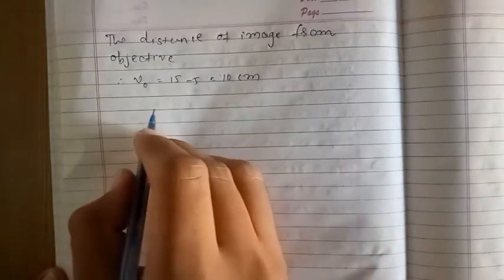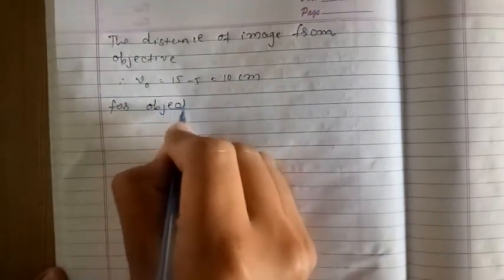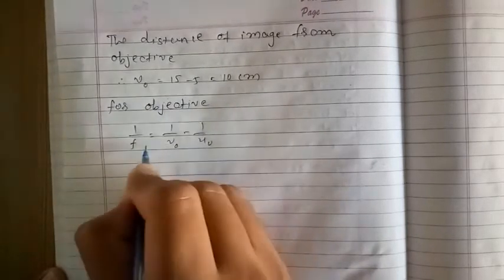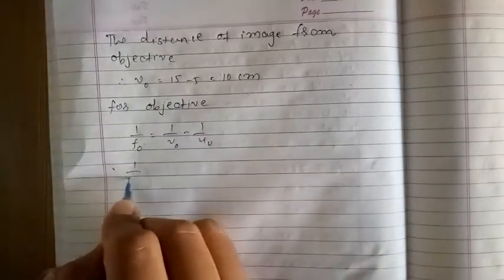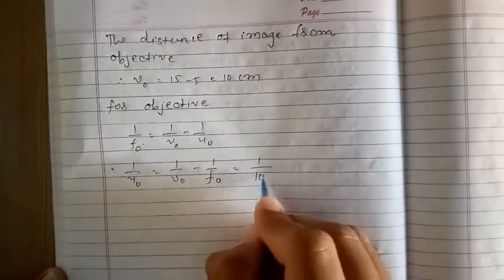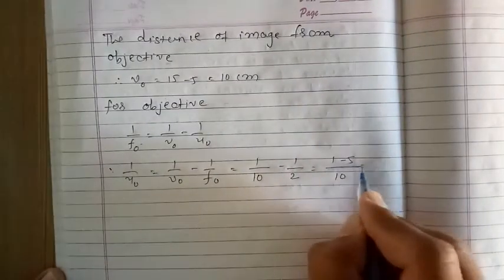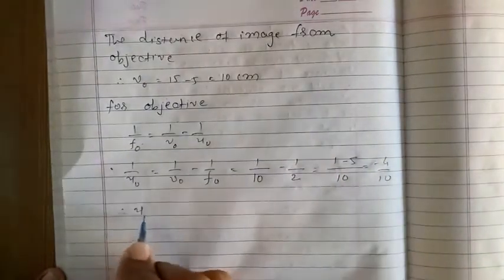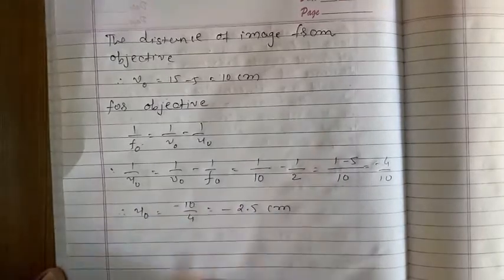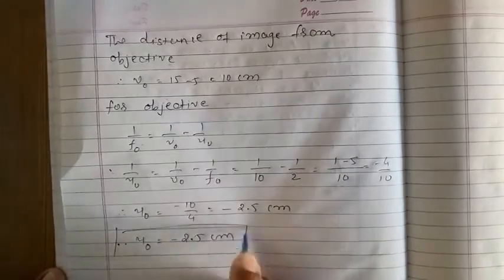So from the lens formula for objective, 1 by F is equal to 1 by V minus 1 by U, but for objective FO, VO, UO. So 1 by UO is equal to 1 by VO minus 1 by FO. So 1 upon VO 10 minus 1 upon 2. So here 10 LCM, so 1 minus 5, so minus 4 upon 10. So UO is equal to minus 10 upon 4, so minus 2.5 centimeter. So we get an object distance from objective minus 2.5 centimeter. Right.